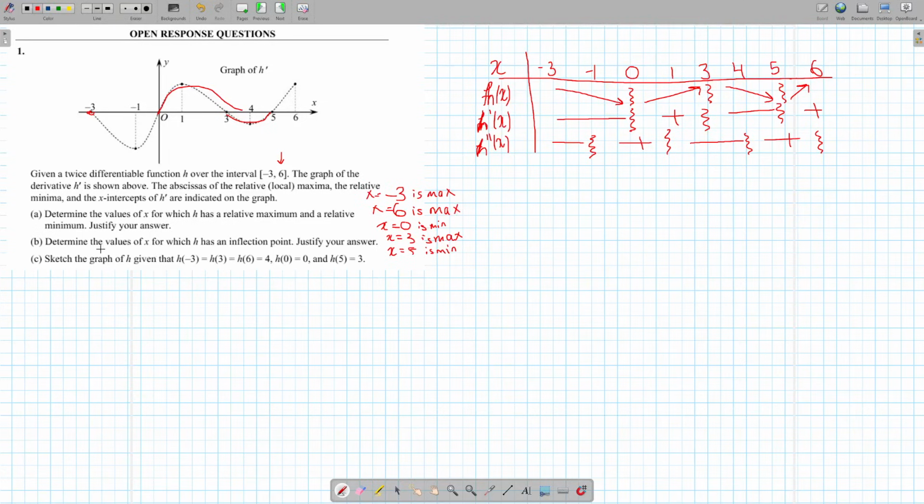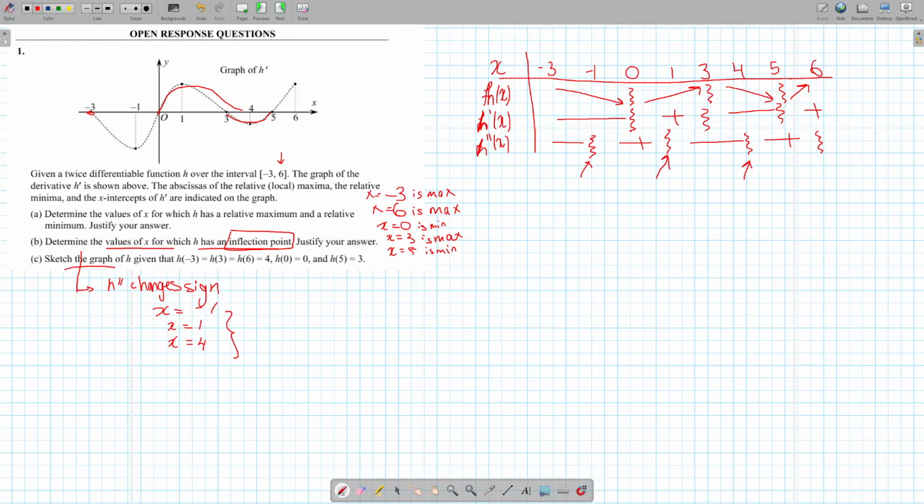Cool. Determine the values of x for which h has an inflection point. When do we have inflection points? We have inflection points when h double prime changes sign, right? When does it change sign? So over here at -1, at 1, at 4, and that's pretty much it. So -1, 1, and at 4. Very easy, guys, until now. I don't see anything too hard.